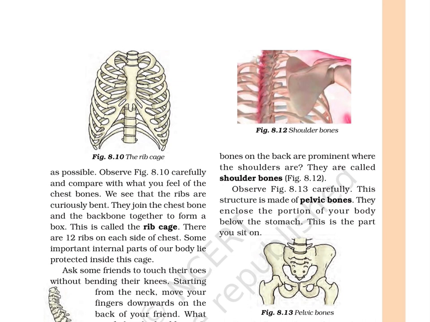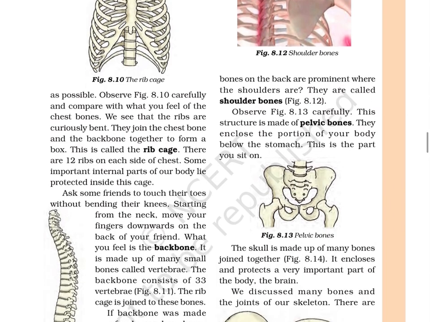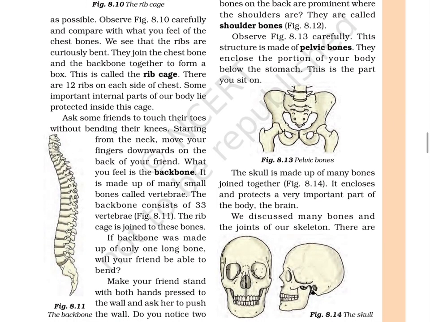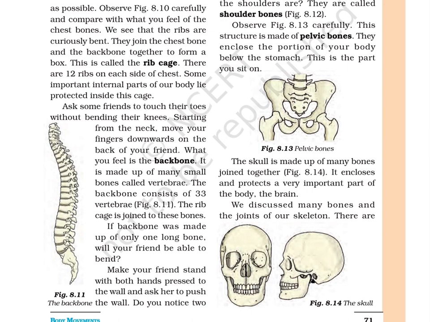We see that the ribs are curiously bent. They join the chest bone and the backbone together to form a box. This is called the rib cage. There are 12 ribs on each side of the chest. Some important internal parts of our body lie protected inside this cage.